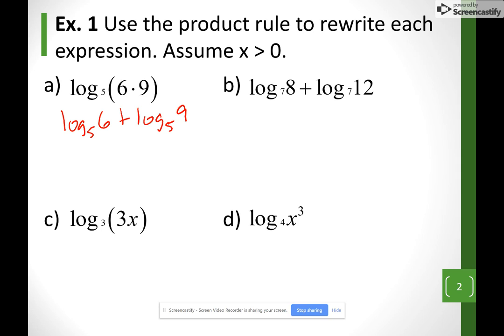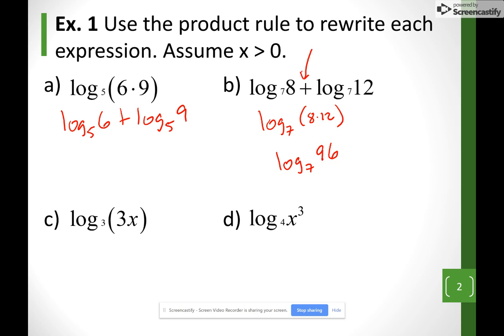I can expand it. I can make it bigger. The same thing, I can condense it. I can make it smaller. When I'm separating it with a plus sign, I'm going to condense it into the multiplication of one base only. So log base 7 of 8 times 12. Notice I'm multiplying because I was adding. Now 8 times 12, I can simplify it. So I'm going to go log base 7 of 96.